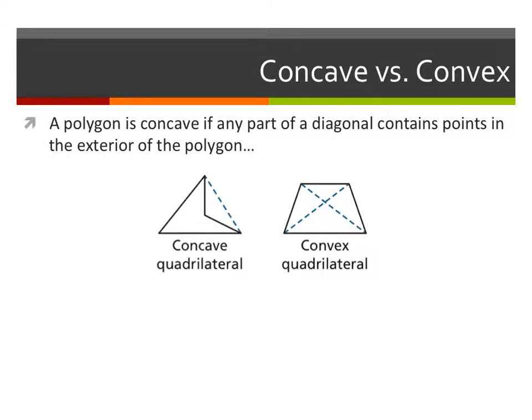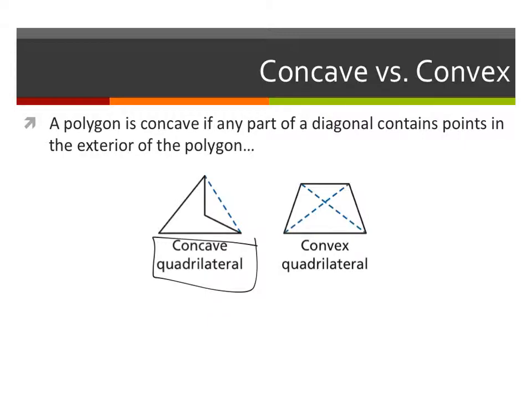Now, remember how we said a star is a polygon as well? It's called a concave polygon. In fact, it's a concave decagon because it has 10 sides. You can simply think about concave as a shape that's kind of caved in, right? So if you look at the left, the concave quadrilateral here is caved in. And on the right is convex. Convex polygons are typically what you think about as polygons, those kind of round ones.